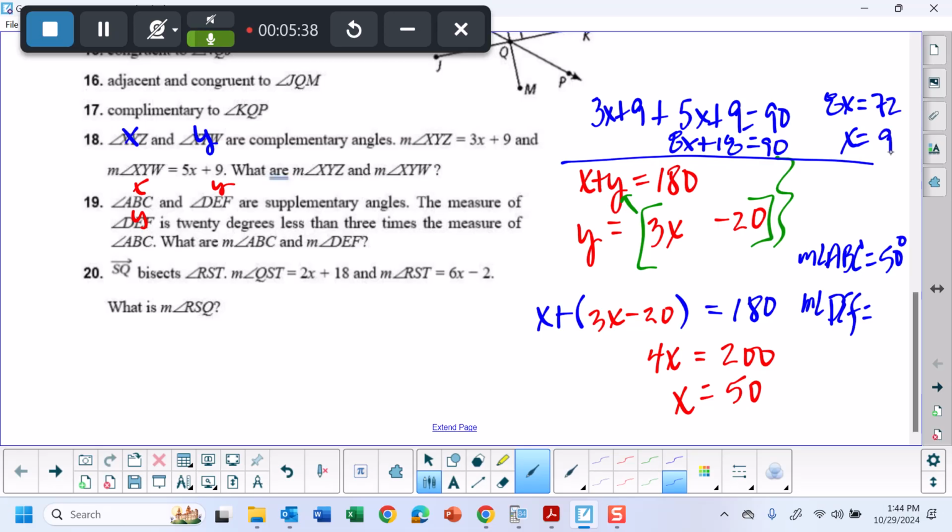So once you figure out what x is equal to, you can plug that in for both of those x's and get the angle measures. Anything else on this worksheet?